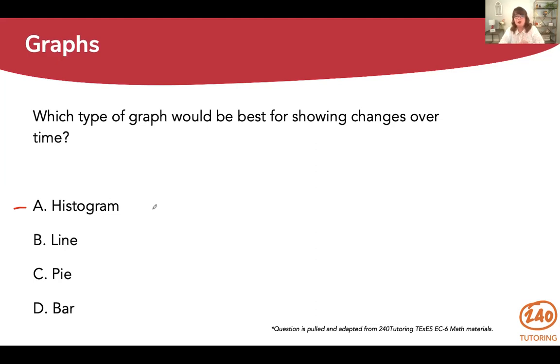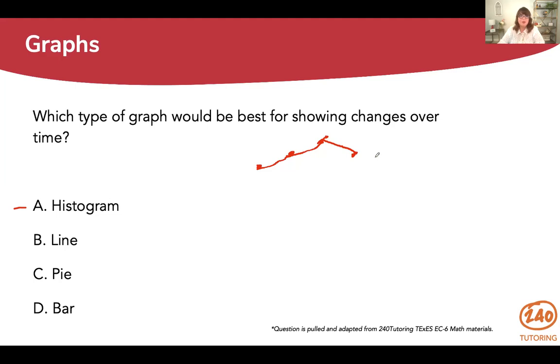But let's talk about this. Which type of graph would be best for showing changes over time? So let's pretend you don't know what a histogram is, and let's go ahead and talk about these. A line graph, y'all know what this looks like. So you'll have a point, and you'll have a point, and you'll have a point, and maybe another point, and they're usually connected with, you guessed it, a line. So we're looking at plotting some change, all right?